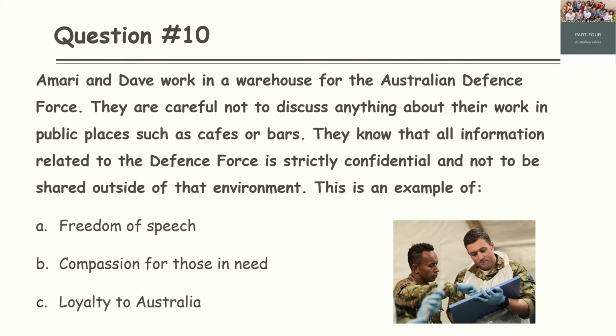Question 10. Amari and Dave work in a warehouse for the Australian Defence Force. They are careful not to discuss anything about their work in public places such as cafes or bars. They know that all information related to the Defence Force is strictly confidential and not to be shared outside of that environment. This is an example of A. Freedom of speech. B. Compassion for those in need. C. Loyalty to Australia.